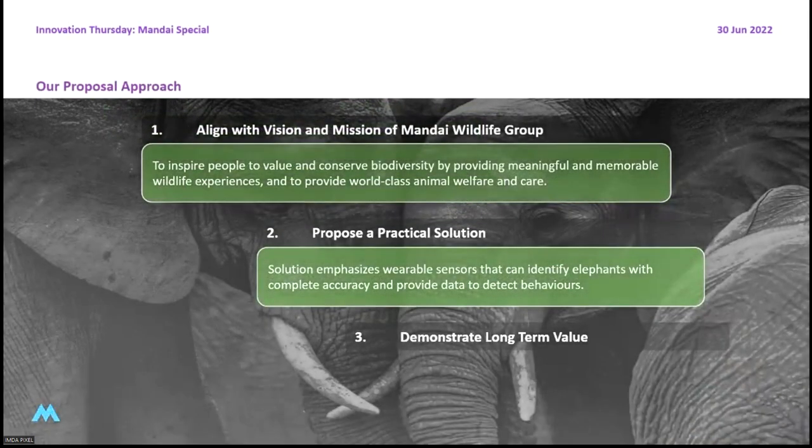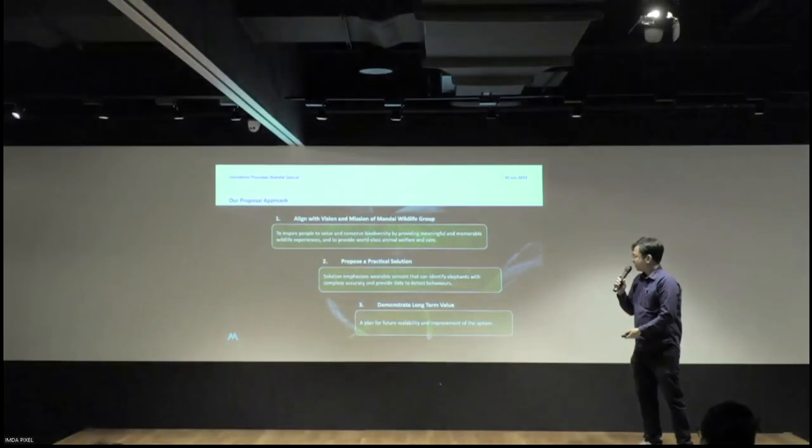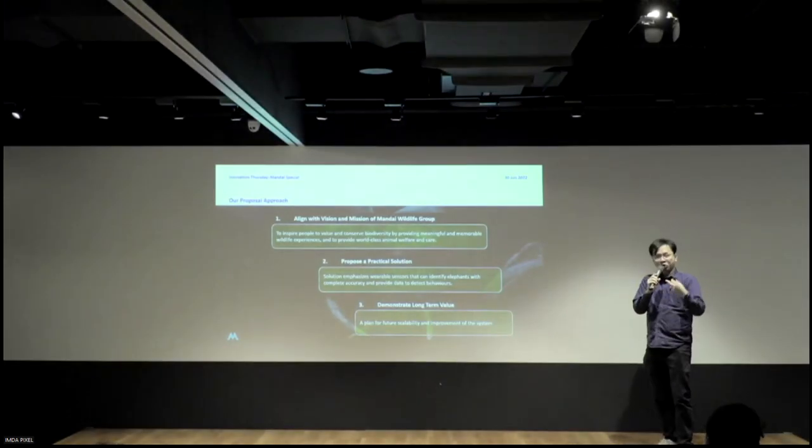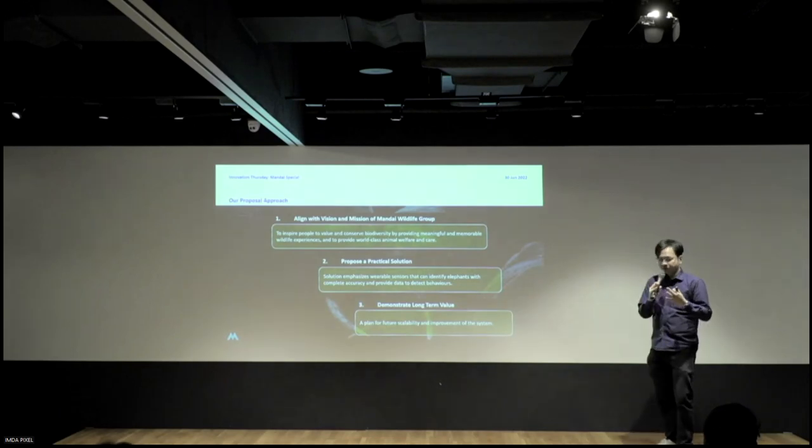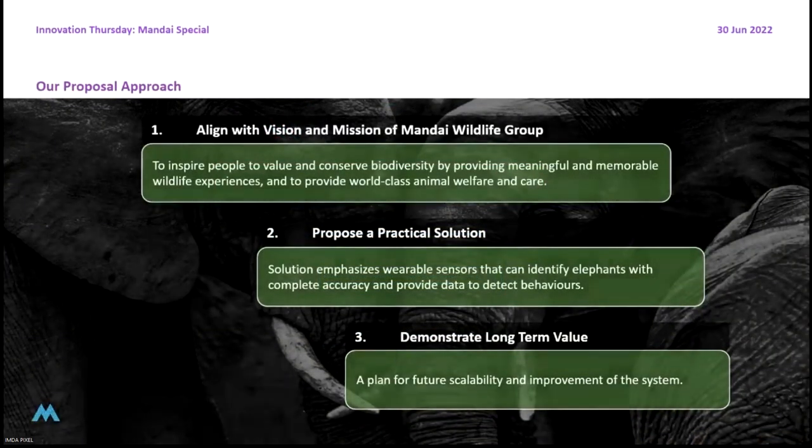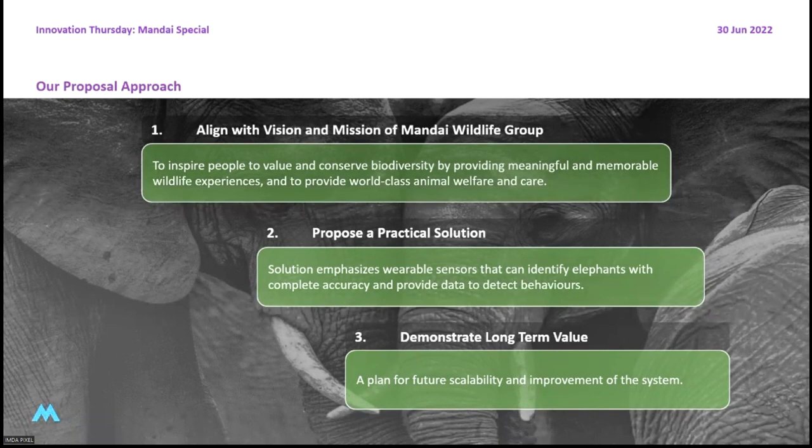So we have a scope for the challenge, a very definite scope, but also when presenting our proposed solution, we also give a view as to how it can be extended and scaled up in future. Other use cases can come into play. So I believe this helped. I'm not very sure. Maybe you can find out from the Mandai group as well if this is important.